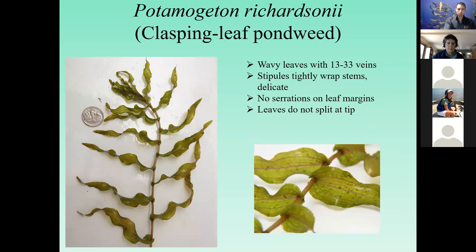Sorry, that should say leaves tightly wrap stems, not stipules. Although the stipules are also typically wrapping around the stem. So never mind what I just said. The leaves and stipules tightly wrap the stem. It's called clasping leaf pondweed for the reason that you see in the lower right photo, where the leaf does wrap most of the way around the stem.